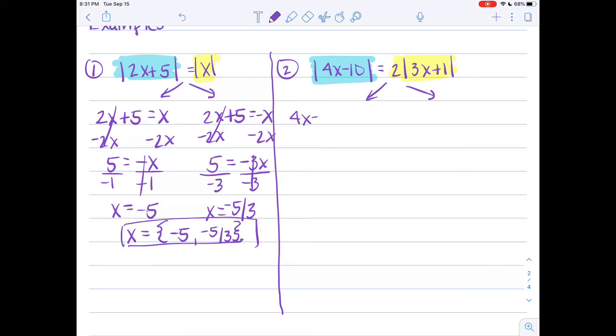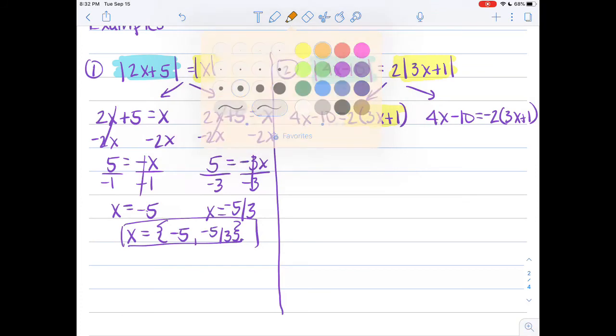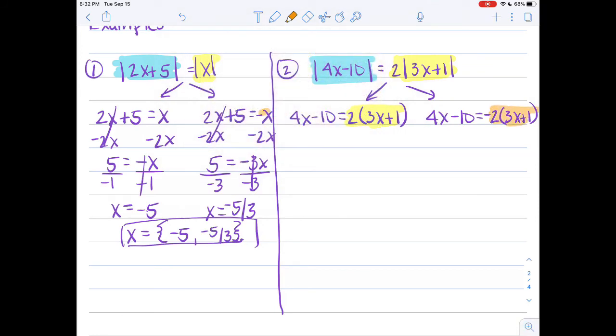I'm going to have 4x minus 10 is equal to 2 times 3x plus 1. Notice that the absolute value bars have been substituted with parentheses, we cannot ignore the fact that that 2 is on the outside and needs to be distributed. Even though we've removed the absolute value bars, we still need a grouping symbol. All right, 4x minus 10 could also be equal to negative 2 times 3x plus 1. That's the negative version. So this is my positive version, and this is my negative version. I guess I didn't actually highlight that on the other one, so let's do that real quick.